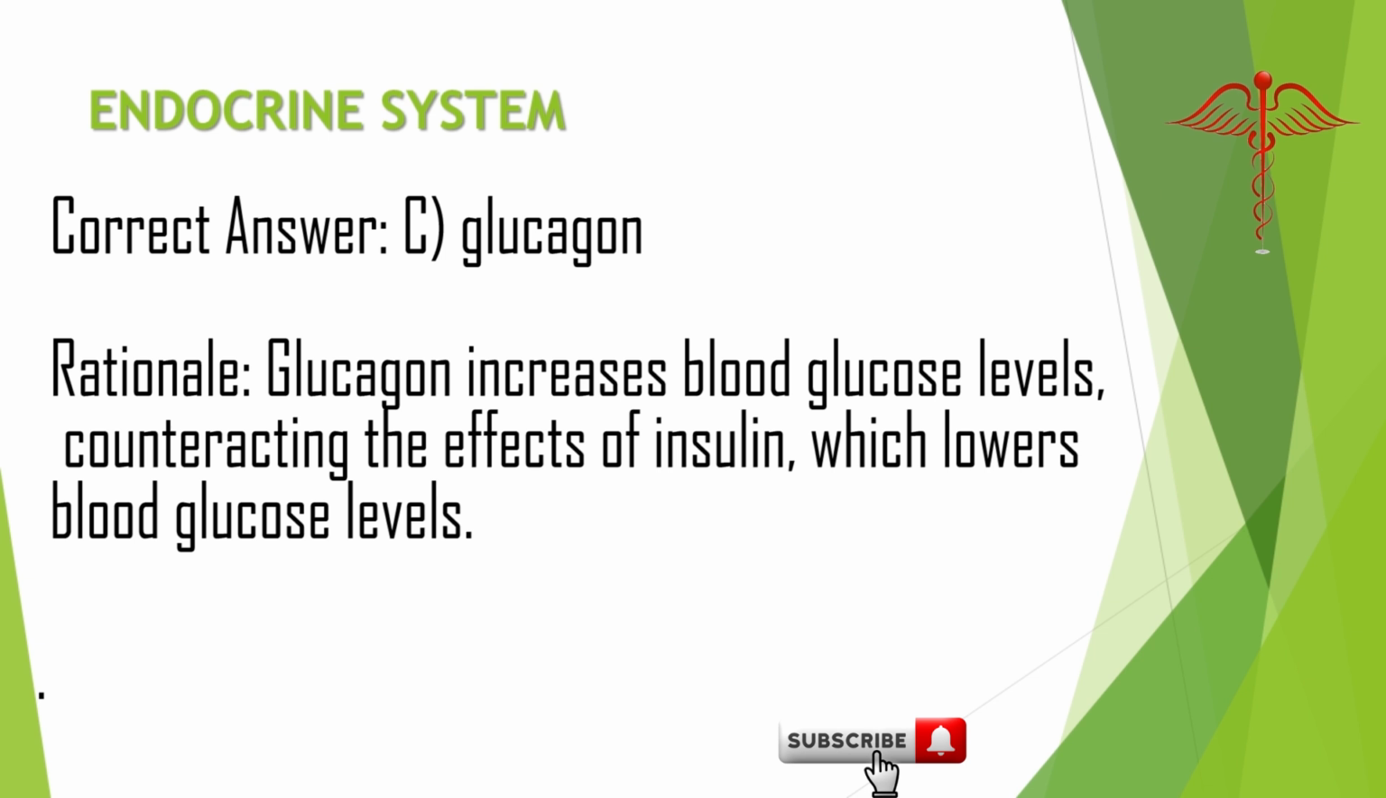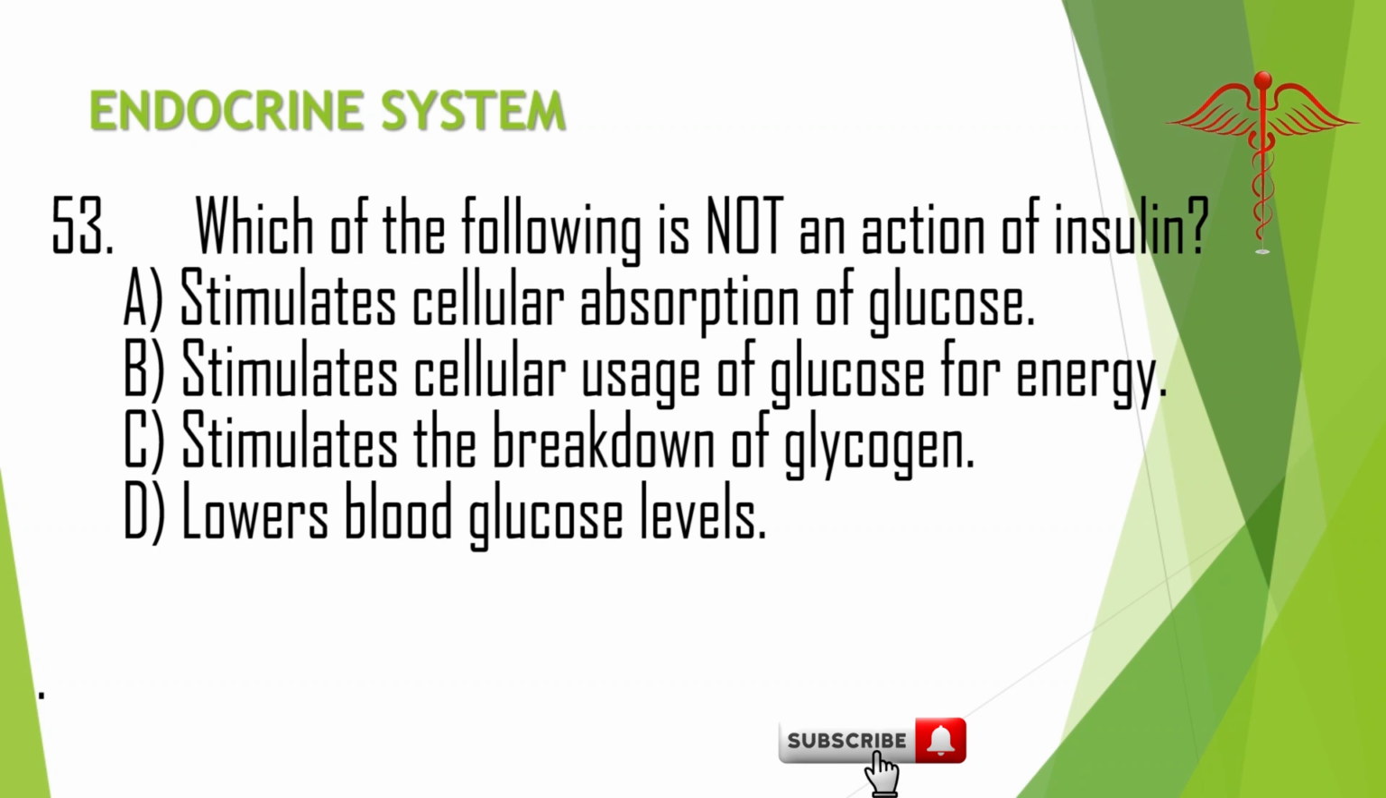53. Which of the following is not an action of insulin? A. Stimulates cellular absorption of glucose. B. Stimulates cellular usage of glucose for energy. C. Stimulates the breakdown of glycogen. D. Lowers blood glucose levels. Correct answer: C. Stimulates the breakdown of glycogen. Rationale: Insulin promotes the storage of glucose as glycogen rather than breaking it down.